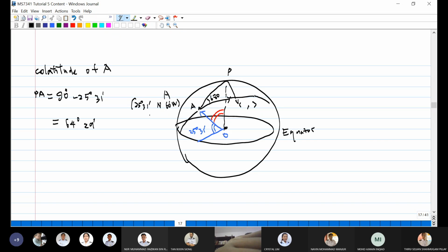It means that this distance here is 64 degree 29 minutes, right? This is how you understand the problem. So PA, we know this. Okay, so you understand the problem, okay? Where the angle comes from, what I call co-latitude. The co is basically the complement of A, right? Complement of A means 90 minus A.